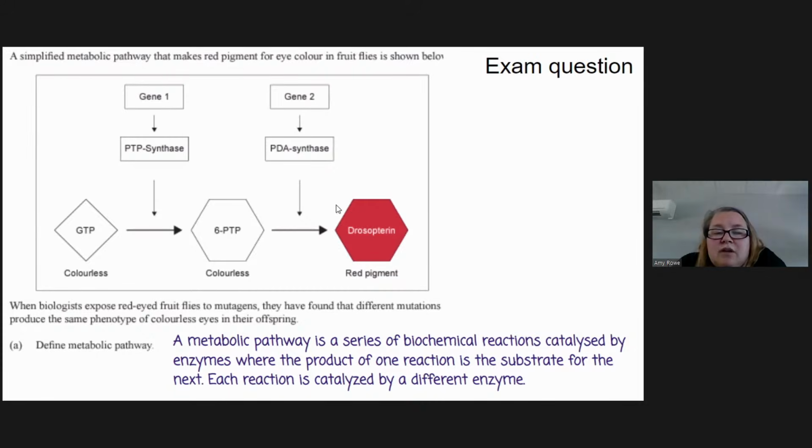The only way that you can have red-eyed flies is if both gene 1 and gene 2 are normal and functioning, so that gene 1 is able to create PTP synthase, which catalyzes the reaction from GTP to 6-PTP. Normal gene 2 is able to create PDA synthase, and PDA synthase is able to catalyze the reaction from 6-PTP to drosophilin. And drosophilin is our red pigment that gives our flies their red eye colour. So the only way our flies can have red eyes is if both genes are functional.